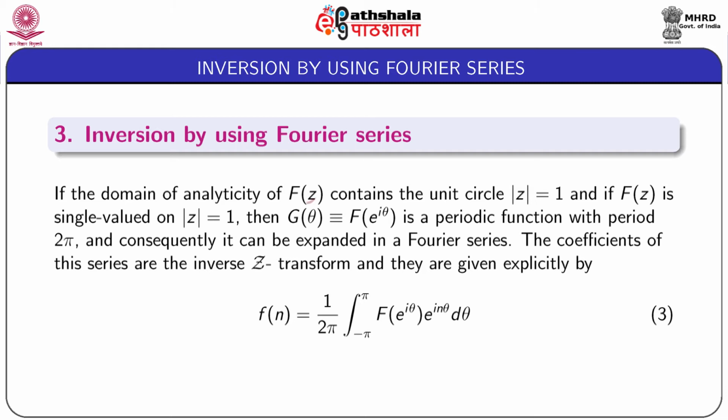If the domain of analyticity of capital F(z) contains the unit circle mod z equal to 1 and if F(z) is single valued on mod z equal to 1, then capital G(theta), which is capital F(e to the power i theta), is a periodic function with period 2 pi, then we can expand it by Fourier series. Of course, G(theta) has to satisfy the conditions of expansion in Fourier series. The coefficients of the series are the inverse Z transform and they are given explicitly by small f(n) equal to 1 by 2 pi integral from minus pi to plus pi of capital F(e to the power i theta) e to the power i n theta d theta, which is given by equation 3.